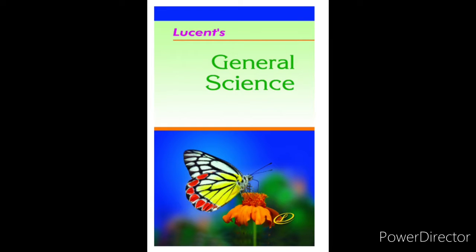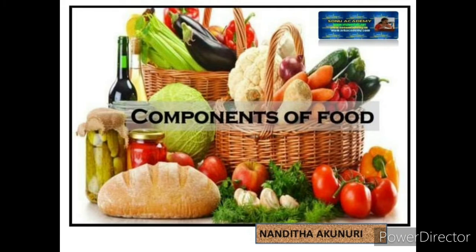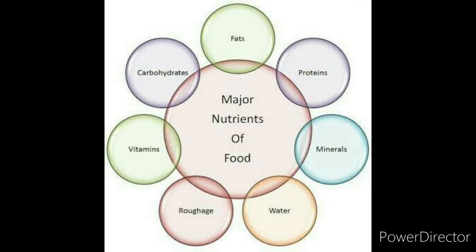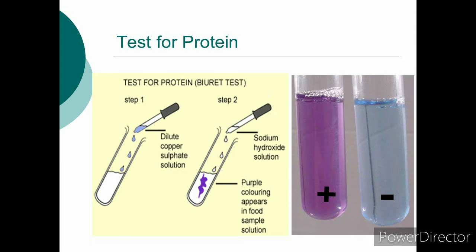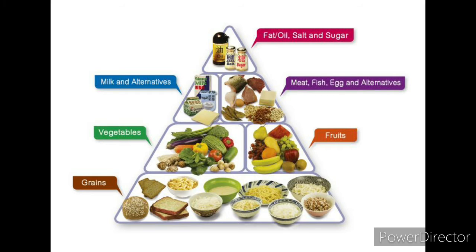In the previous class, we discussed lesson 7, class 7, lesson 1, food components. In that topic, we discussed the test for fats and the test for proteins. Today's topic: what type of food is required to keep us healthy? What type of food do we have to take to be healthy?